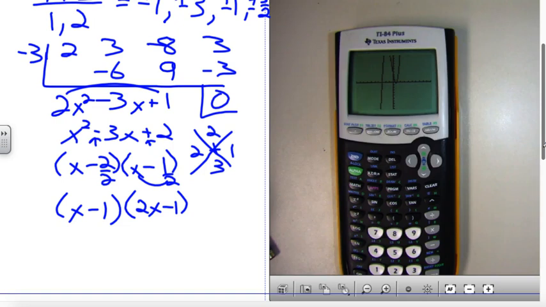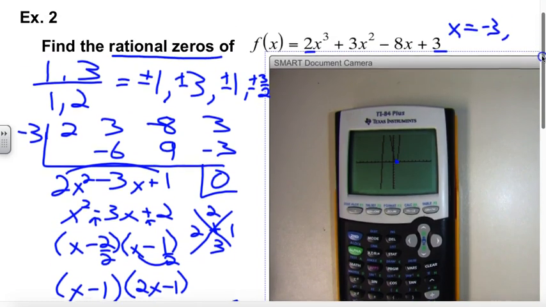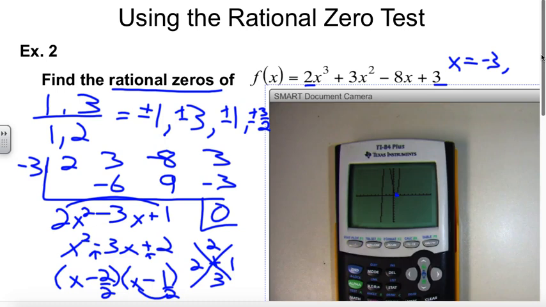Now, to find the zeros of those, I can set each of them equal to 0. So add 1, x equals 1. Add 1, and divide by 2, so x equals 1/2. Okay, so those were the other 2 places right here on my graph that it was crossing, 1/2 and 1. All right, so when I look at my answer, my real rational zeros, I've got -3, I've got 1/2, and I've got 1. So those are my 3 rational zeros.